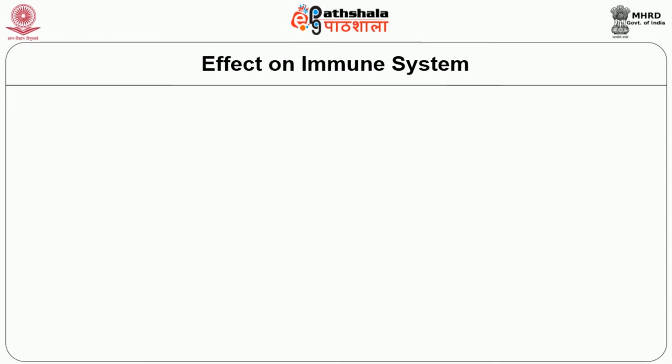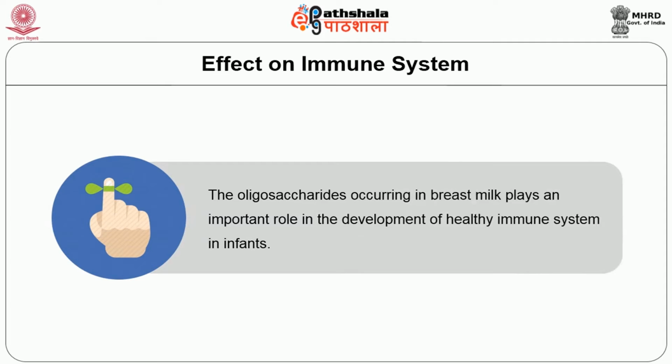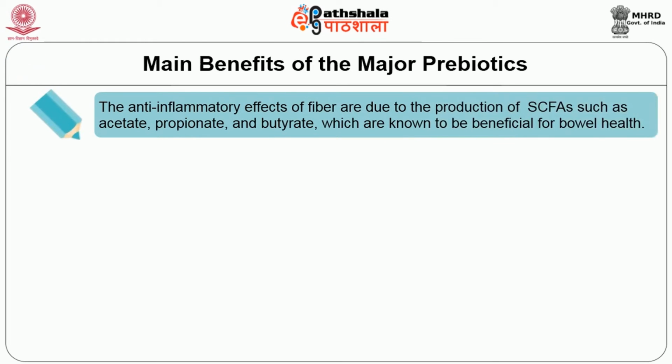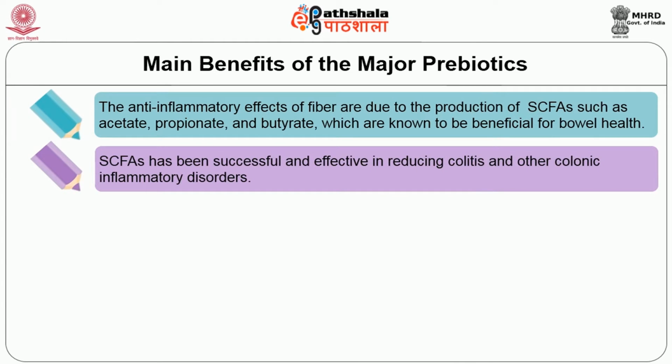How do prebiotics have an effect on the immune system? The oligosaccharides occurring in breast milk play an important role in the development of a healthy immune system in infants. Main benefits of major prebiotics and potential mechanisms of action. The anti-inflammatory effects of fiber are due to the production of short-chain fatty acids such as acetate, propionate, and butyrate, which are known to be beneficial for bowel health. Short-chain fatty acids have been successful and effective in reducing colitis and other colonic inflammatory disorders.